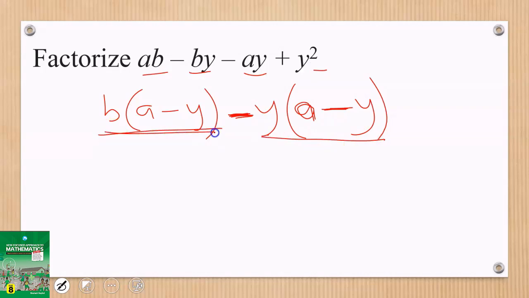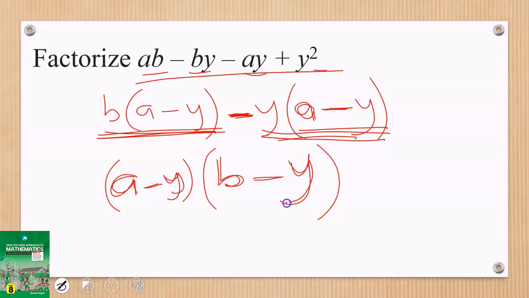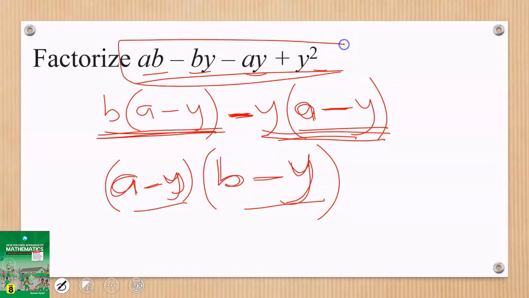Now, within these terms, we have a common factor. a minus y is a common factor in both terms, so I can bring one of them out, a minus y. Then when I bring it out, what is left here will be b, and what is left here with the minus is y. Then I get this. This becomes the factorization, the final answer for this expression. So the common factors are y, a minus y, and then b minus y. That means any of these can divide the whole expression without a remainder. Right, let's take another example and see.